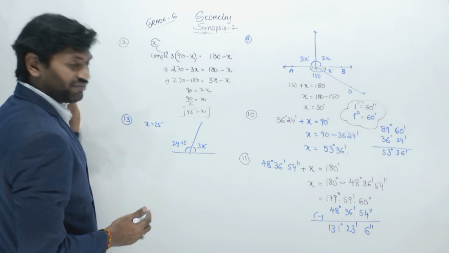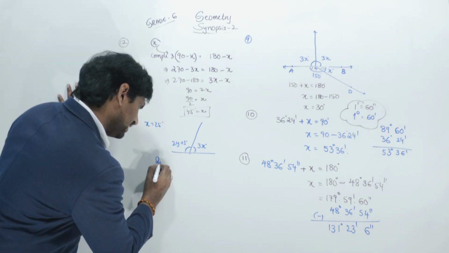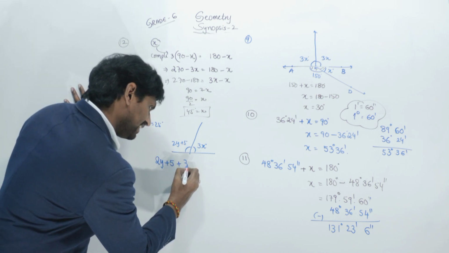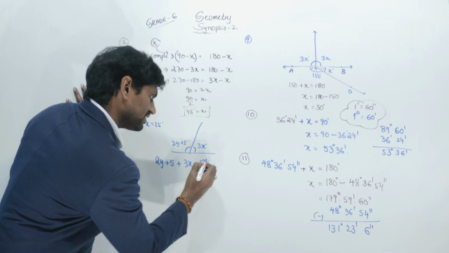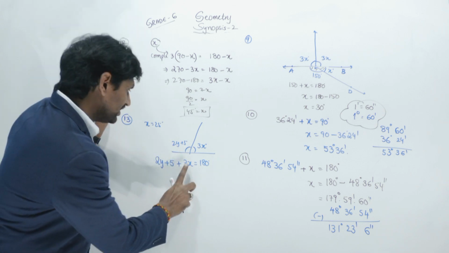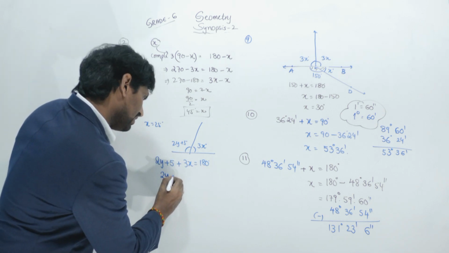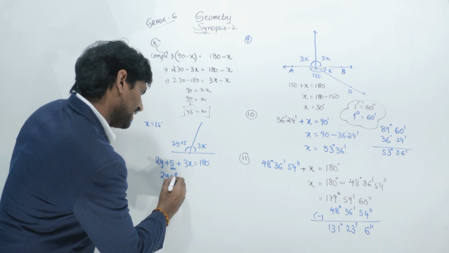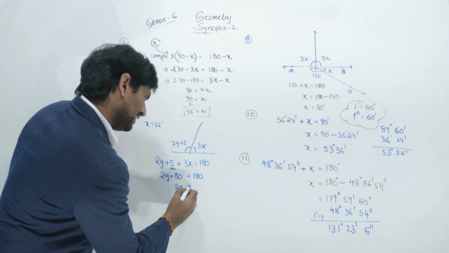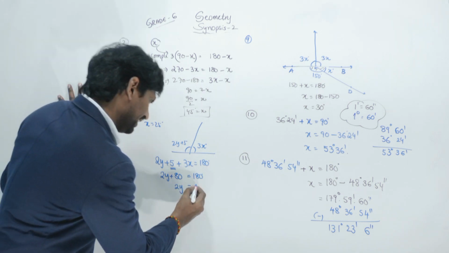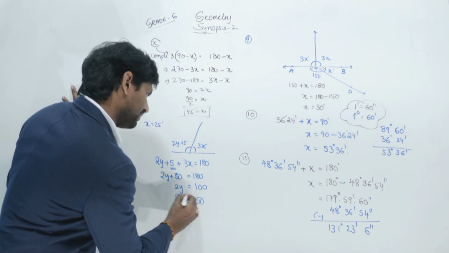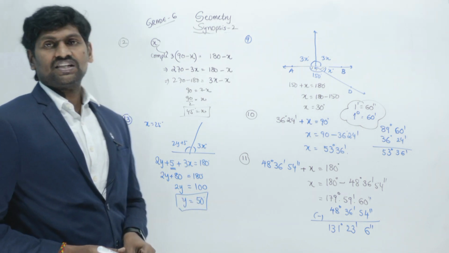This is a straight line, we know that the sum of two angles is 180 degrees. So I can write 2y plus 5 plus 3x equals 180 degrees. We already know the x value is 25. Substitute here: 3 times 25 is 75. 75 plus 5 is 80. So 2y plus 80, transpose that side, minus 80. 180 minus 80 is 100. Y value is 100 by 2, which is nothing but 50 degrees. So our required answer is 50 degrees.